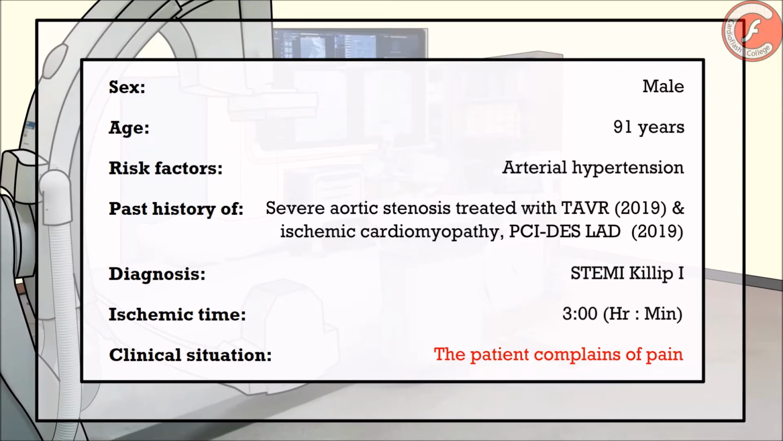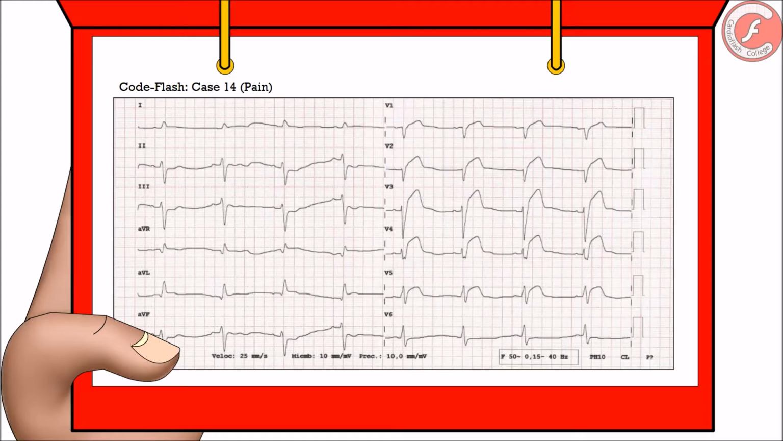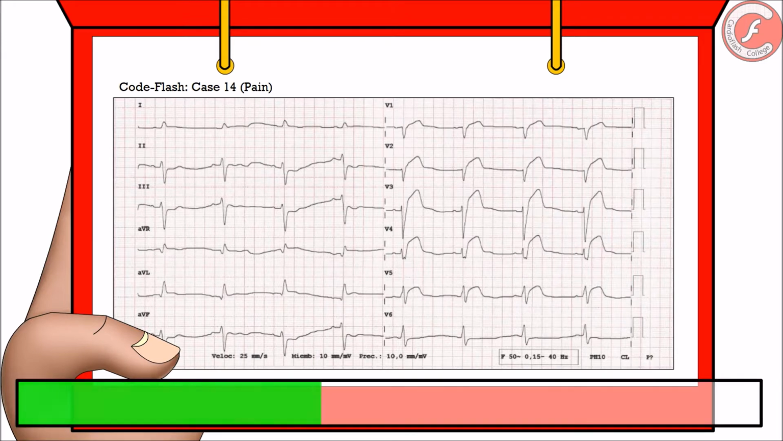When he arrives at our unit, the patient is stable, although chest pain persists. This is the electrocardiogram of our patient. As you can see, it is evident that there are alterations in ventricular repolarization. These alterations are expressed as elevations or descents of the ST segment in some leads and suggest that there is an acute myocardial injury. Can you identify these alterations?